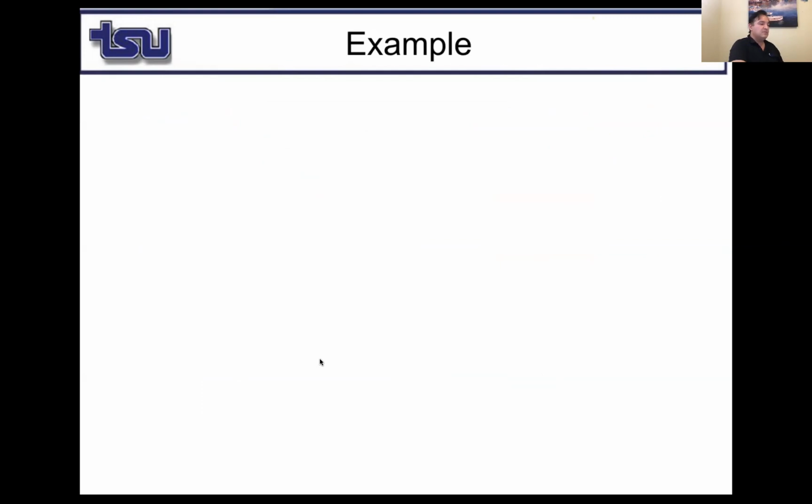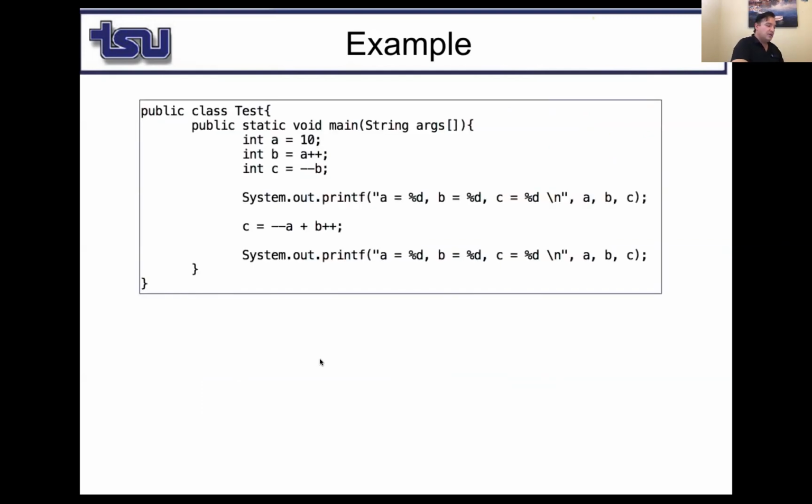Another example, very similar to this one, just to practice. A is 10. B and C. So what does it say? First use A. That means first assign A to B. Let's go ahead and do it. I do it. B becomes 10. And then increase A by 1. Let's do it. A becomes 11.